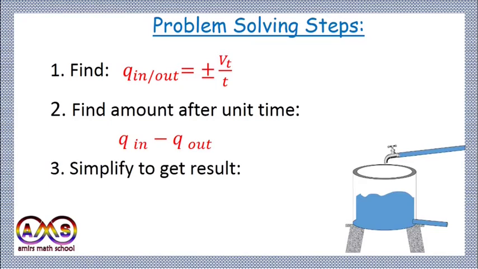Number 3, simplify the final equation to get the result. Our final equation is T into (Q in minus Q out) equal to V, and this T, we all know this one is the required time when all the pipes are open, and this V is the volume of the cistern.